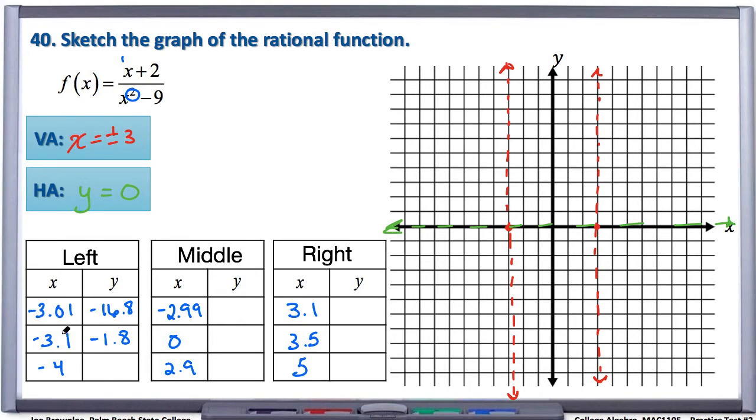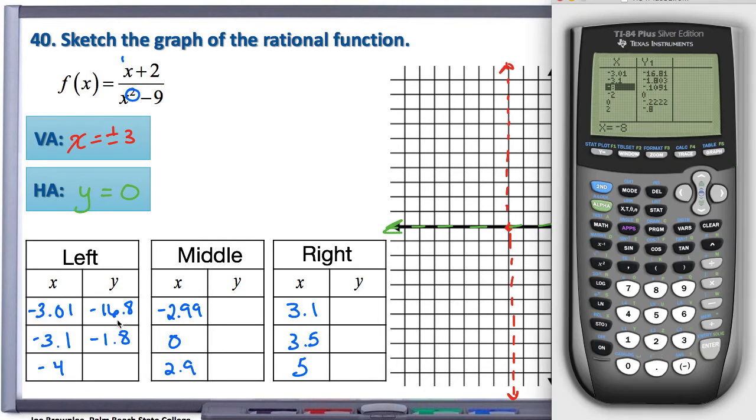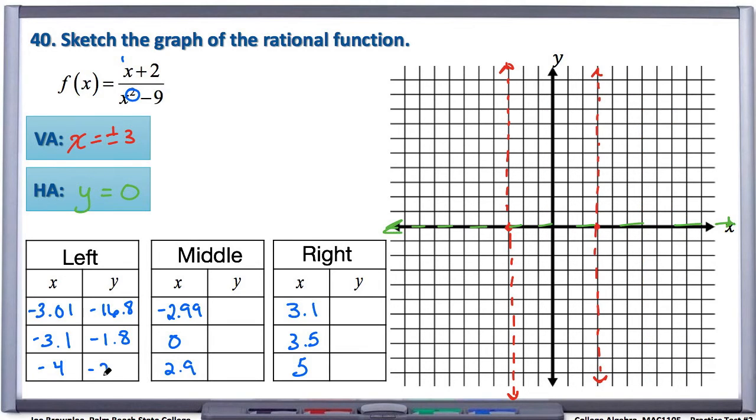What I was saying was, notice that our X value didn't decrease by all that much. We went from negative 3.01 to negative 3.1, so a slight decrease, but look at how much our Y value jumped, pretty significantly. All right, and then let's see, how about negative 4 is negative 0.285, I think it was. So I guess we'll round that to 0.29.